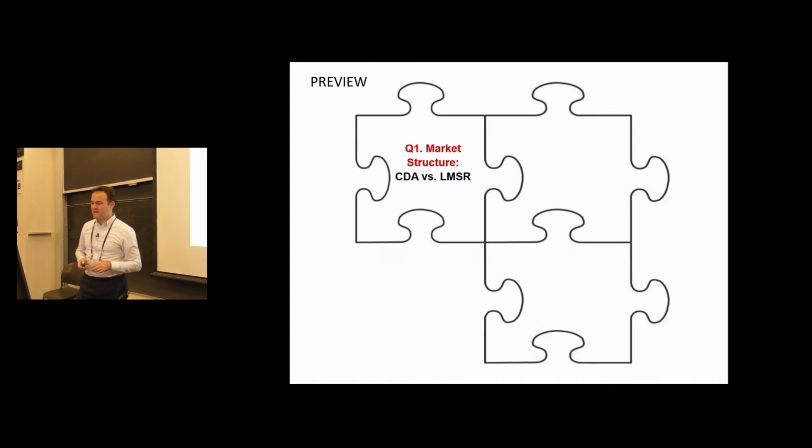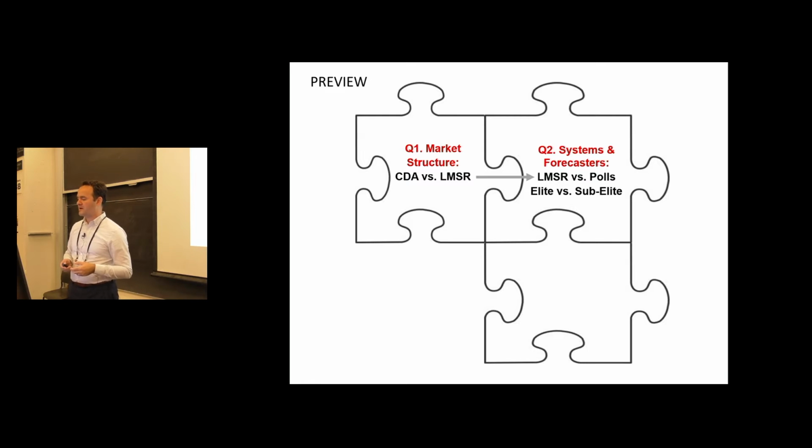So my focus here will be on 3 pieces of the crowd forecasting puzzle. One is market structure, or market architecture. If you have a prediction market and you want to maximize accuracy, do you run a continuous double auction market or an LMSR, a logarithmic market scoring rule market? To preview the results, it will turn out that LMSR markets work better with our parameters.